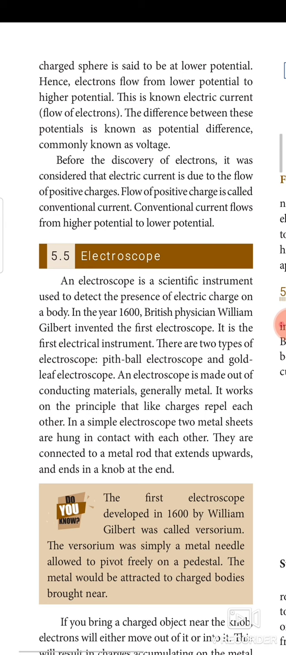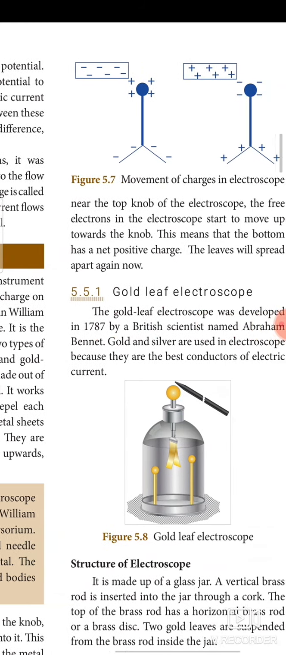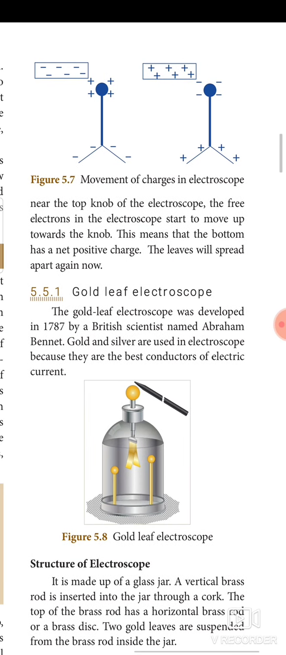If a negatively charged object is brought near the top knob of the electroscope, it causes free electrons in the electroscope to move down into the leaves, leaving the top positive. Since both the leaves have negative charges, they repel each other and move apart. If a positive object is brought near the top knob of the electroscope, the free electrons in the electroscope start to move up towards the knob. This means that the bottom has a net positive charge. The leaves will spread apart again now.